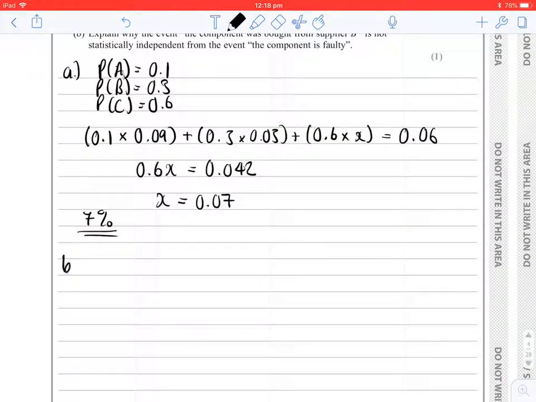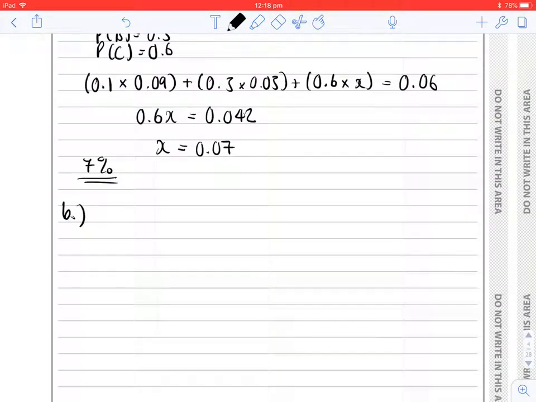Part B. A component is selected at random. Explain why the event the component was bought from supplier B is not statistically independent from the event the component is faulty. Now, we know that for things to be independent, we need the fact that P(A) times P(B) is going to be the probability of A and B.